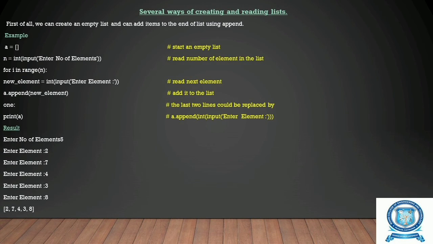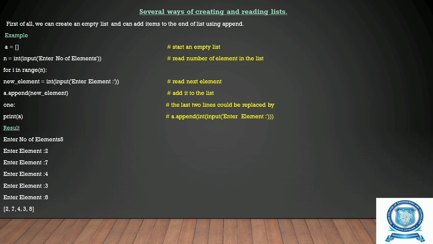Now let us see, there are several ways of creating and reading a list. First of all, we can create an empty list, then add items to the end of the list using the append function. In this example, a = [], so this is the empty list. We are starting with an empty list. n = int(input('Enter number of elements')). This line is the input function.